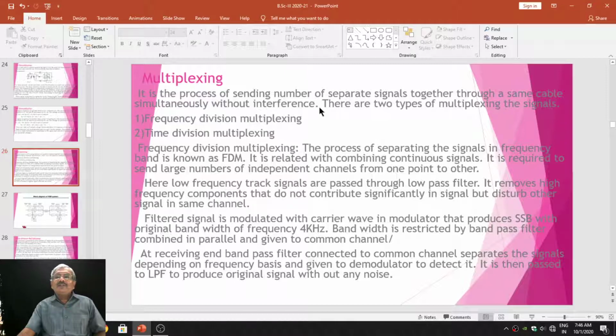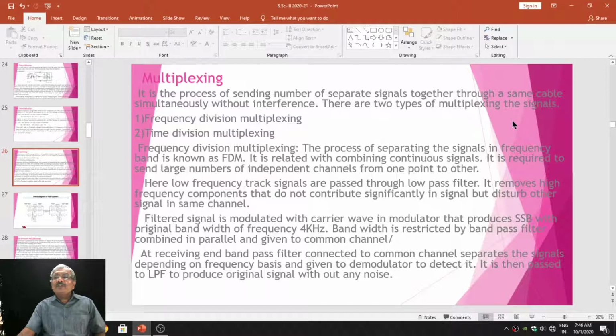Means different channels have different transmitting frequencies. All those different channels are passed through the same cable without interfering with each other. Basically, this process of sending a number of separate signals through the same cable without interfering with each other is known as multiplexing.